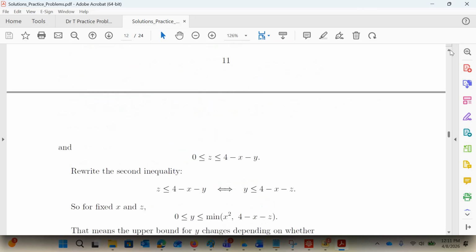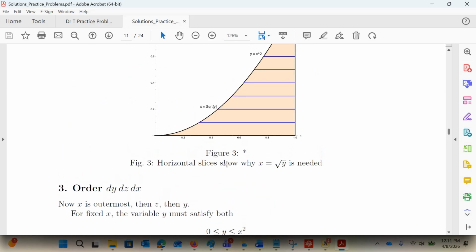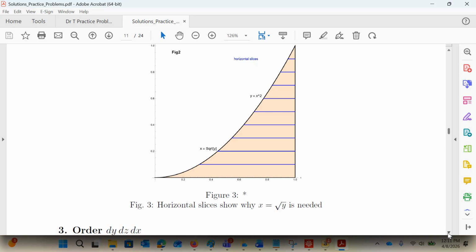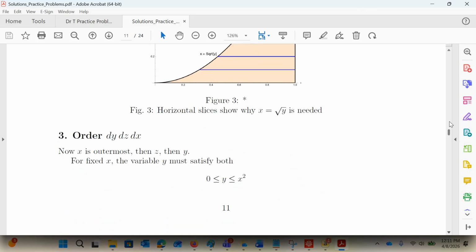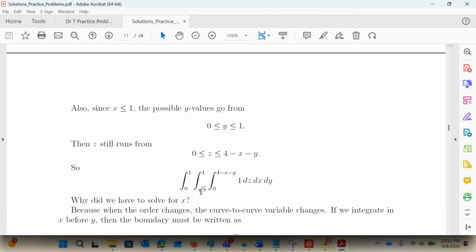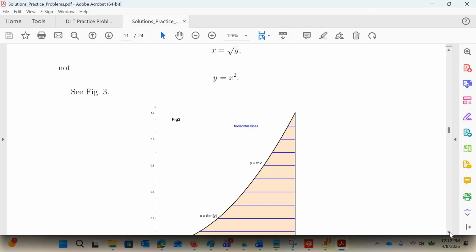Here I have a nice picture I drew for you. You can see that horizontal pictures are entering in at x equals square root of y and exiting out at x equals 1. So I would get entering at x equals square root of y right here, this part, coming out at x equals 1. And then y would go from 0 to 1. I can see that from here.